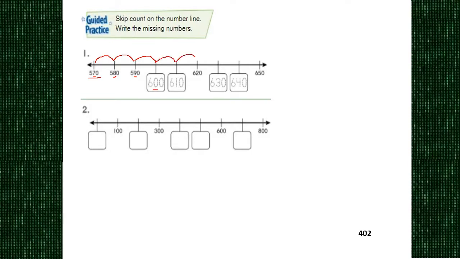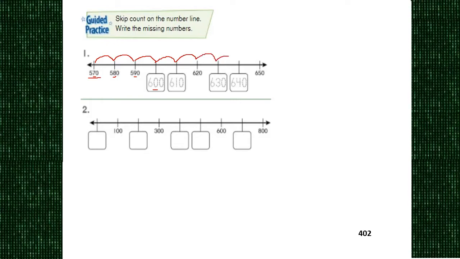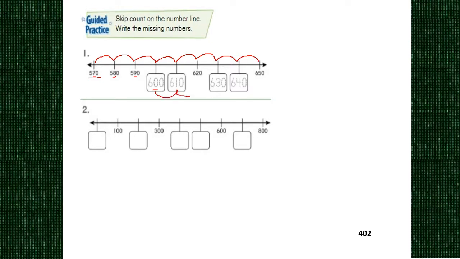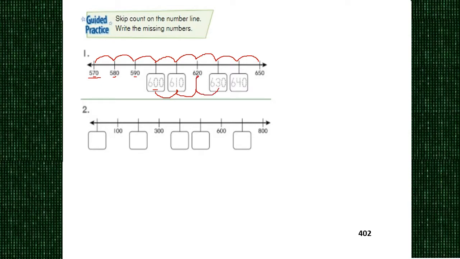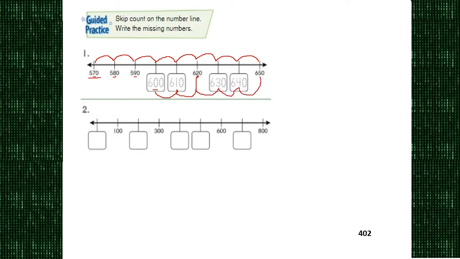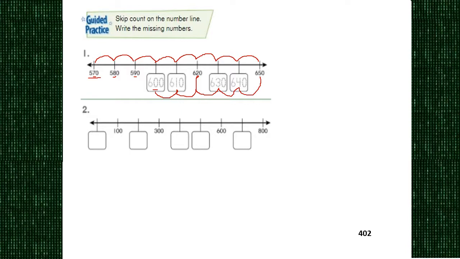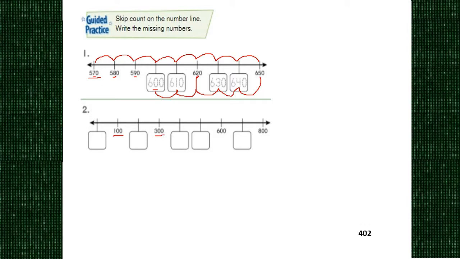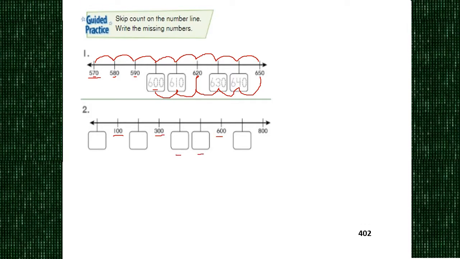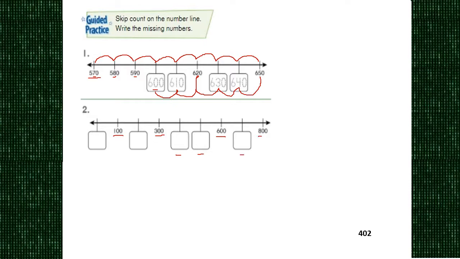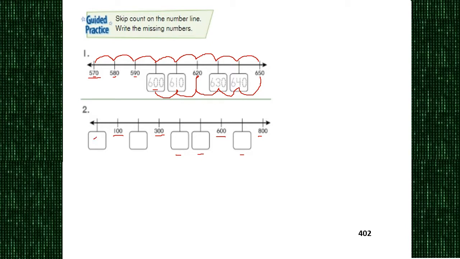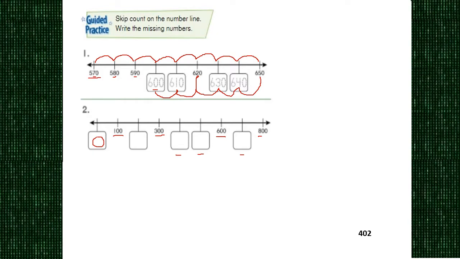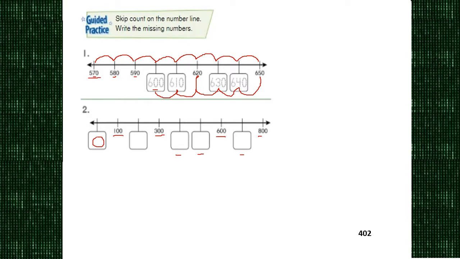610, 620, 630, 640, 650. And look at the tens. 0, 1, 2, 3, 4, 5. Look at number 2. We see 100 and then a blank, and then 300 and then a blank and a 600 and a blank and an 800. Now the only thing I'll tell you is that this starts with 0. Can you fill in the rest of the boxes? You can do it in your book right now.